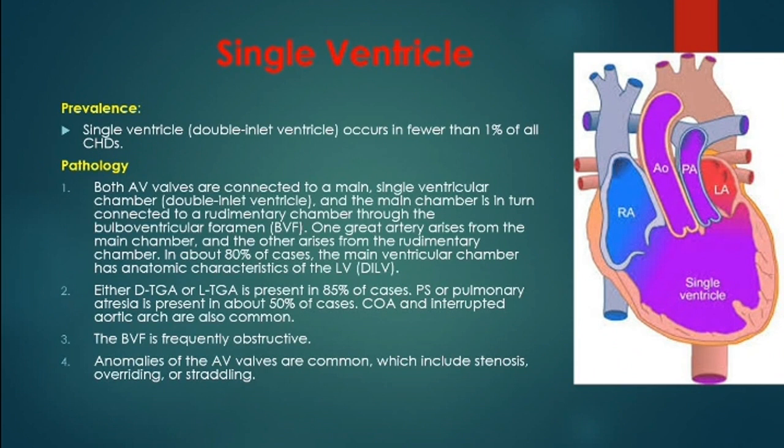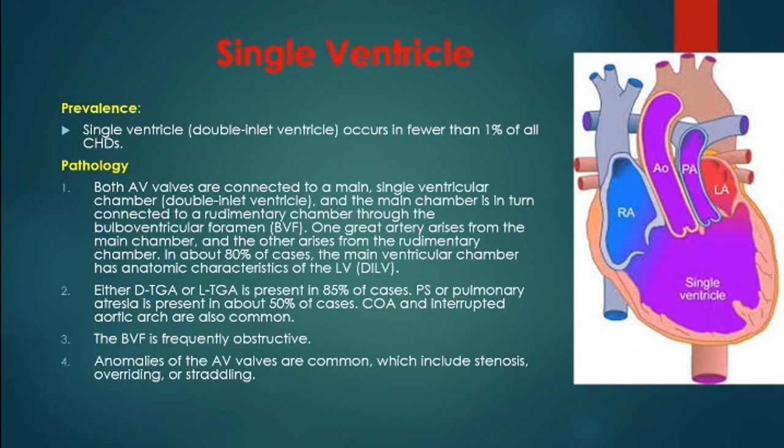One great artery, whether pulmonary or aorta, arises from the main chamber, and the other arises from the rudimentary chamber. In 80% of cases, this main chamber is usually the left ventricle, what we call a double inlet left ventricle. This defect is associated with malposition of great vessels in 85% of cases, pulmonary stenosis or atresia in 50% of cases, and aortic arch anomalies in some cases.